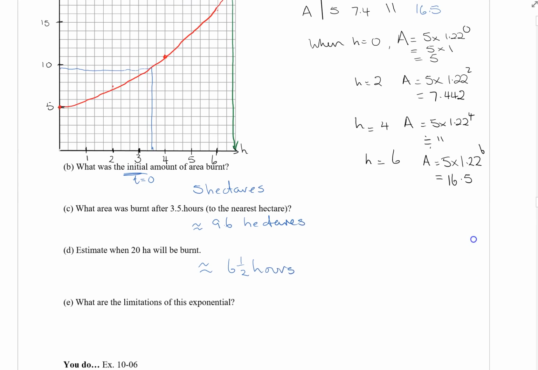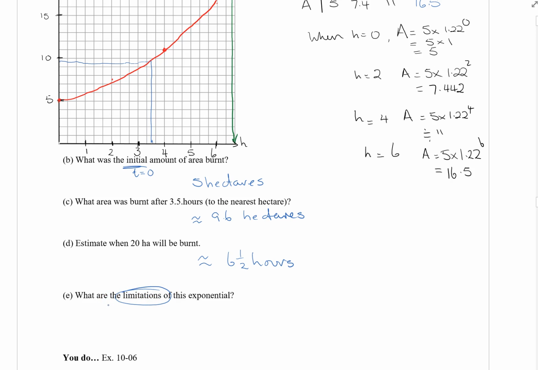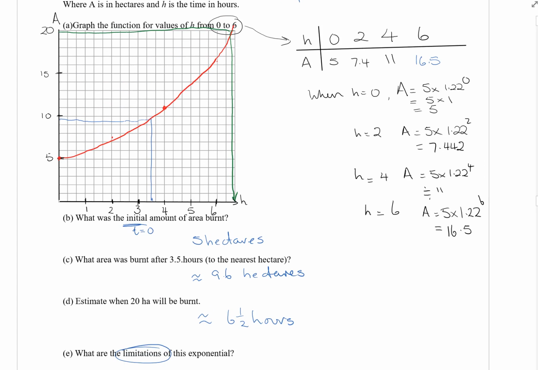What are the limitations of this exponential? What does that mean? Limit means, is there a time when the equation actually doesn't apply? The answer to that is yes, because normally we would draw our graph with an arrow on the end. I'm not going to draw the graph with an arrow because I'm not going to indicate that this bushfire goes on forever. Bushfires don't go on forever. They either burn out the entire amount of bush and thereafter they stop, or they get put out before they've entirely burnt the bush.